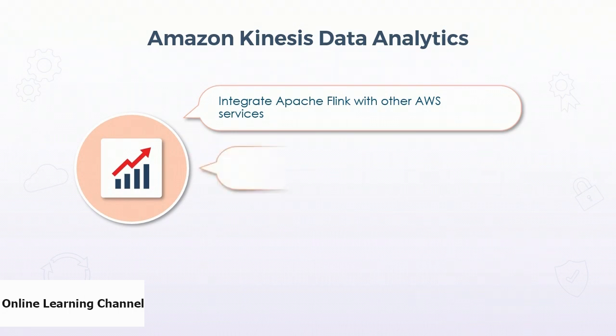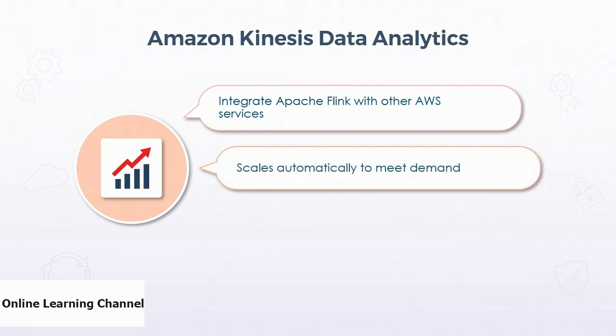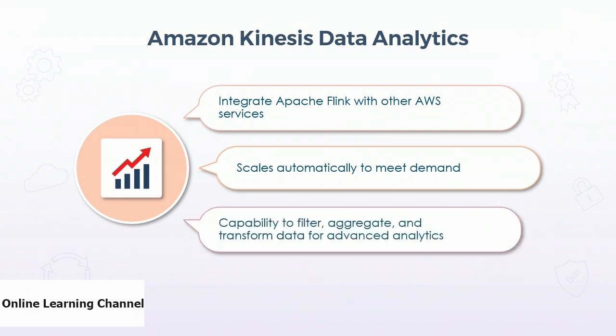As with Kinesis Firehose, Kinesis Data Analytics also scales automatically to handle the volumes of incoming data and is a serverless application, which makes it useful for optimizing cost as there is no infrastructure to manage for users. Amazon Kinesis Data Analytics has the capability to filter, aggregate, and transform incoming streaming data for advanced analytics with extremely low latencies, thereby allowing users to analyze streaming data and create actionable insights in real time.